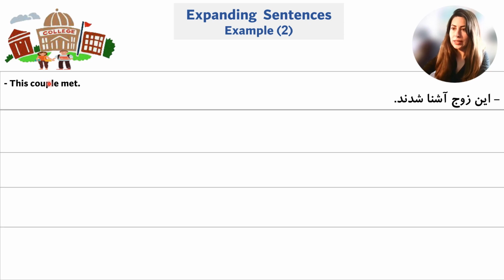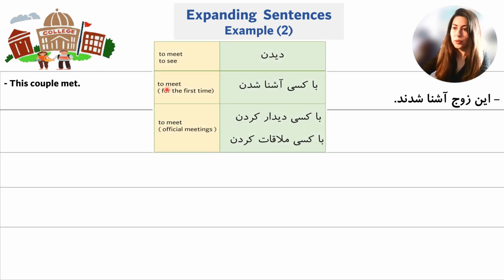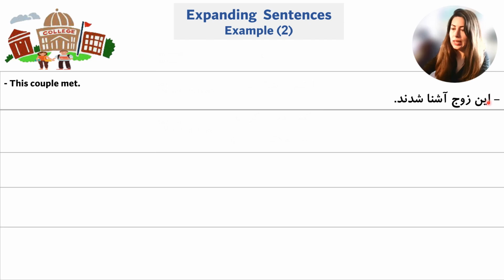Let's take a look at another example. We have a simple sentence, and it says this couple met. So remember, now we have to go with the second one. We cannot use دیدن anymore, but we need to use آشنا شدن because the verb here to meet is referring to meeting for the first time. So این زوج آشنا شدند. Okay, now let's see how we can stretch it out, how we can expand it.